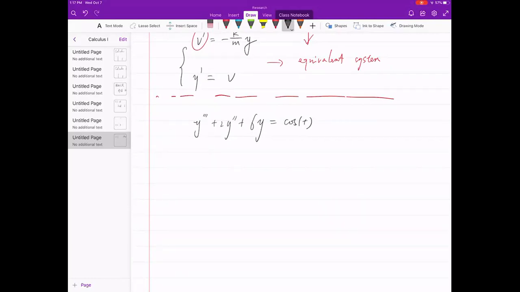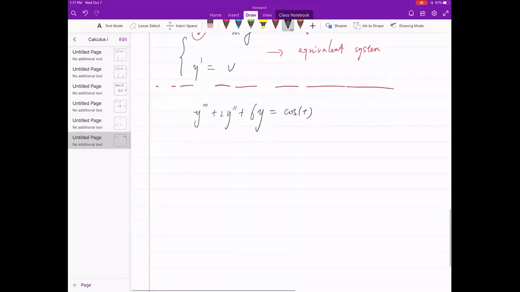Well, it's third order, but now what I can do is define x equals y prime. I can define z equals x prime, which is y prime prime. And I can define r equals z prime, which is y prime prime prime. So every order of derivative becomes a new variable: first order, second order, and third order.